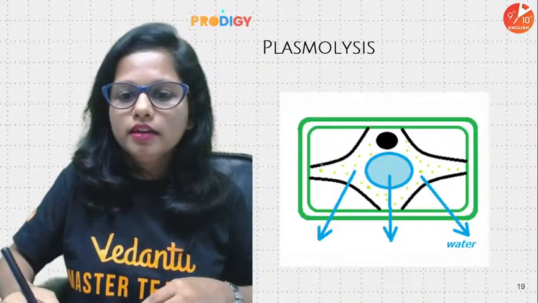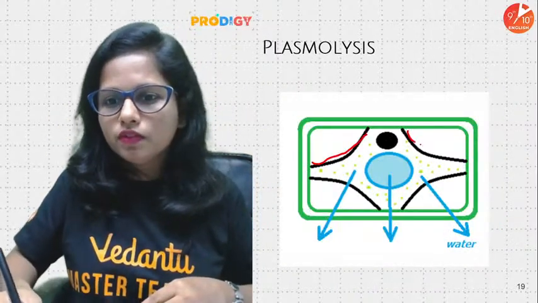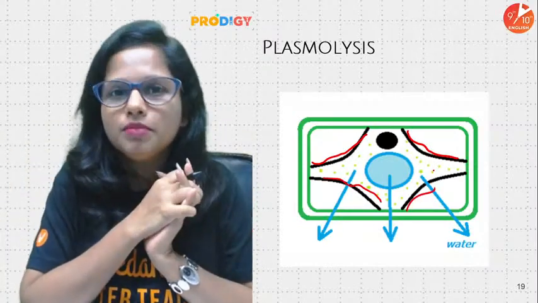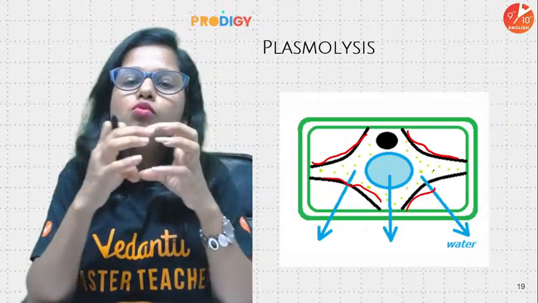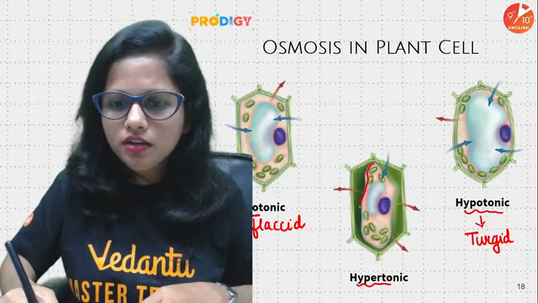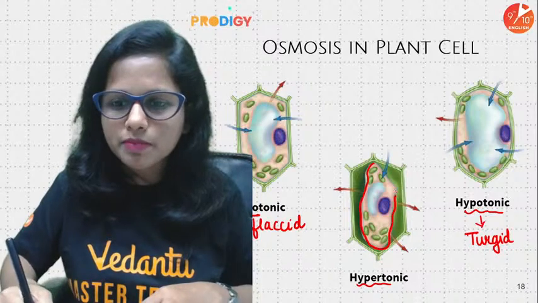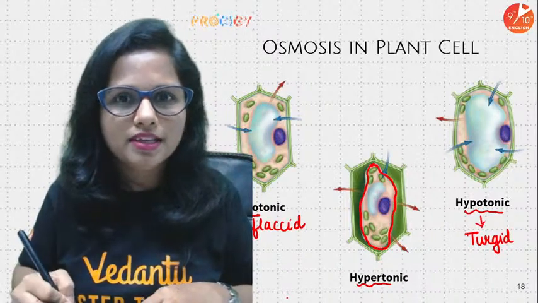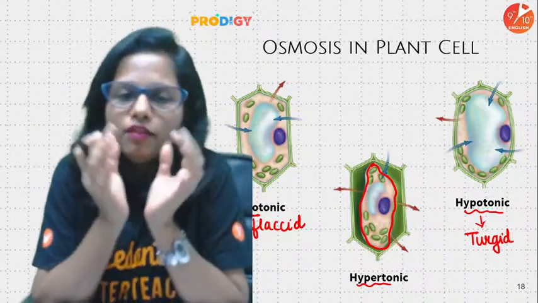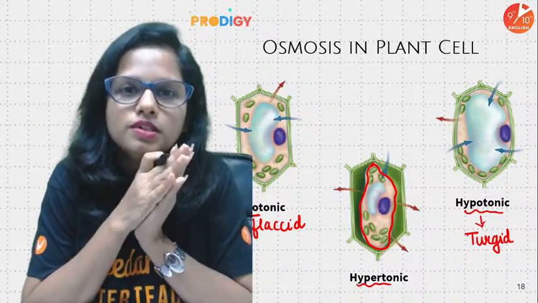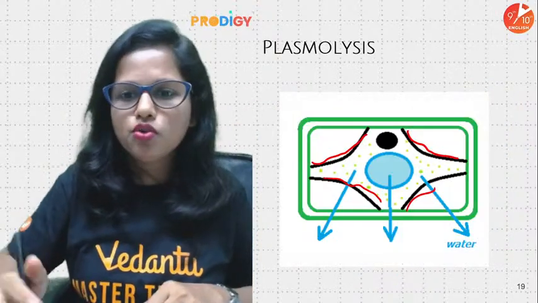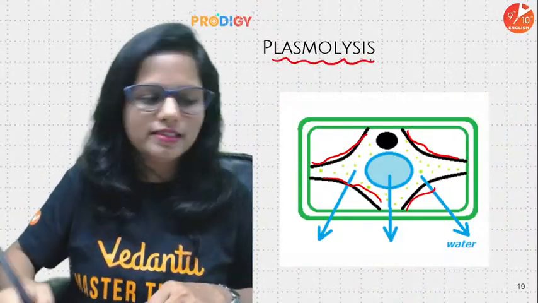Like its plasma membrane will detach itself from the cell wall and it will start moving towards the nucleus. Can you see how beautifully the plasma membrane has detached itself from the cell wall and all the cytoplasmic contents have shrunken and are moving towards the nucleus? Such a condition is called plasmolysis.